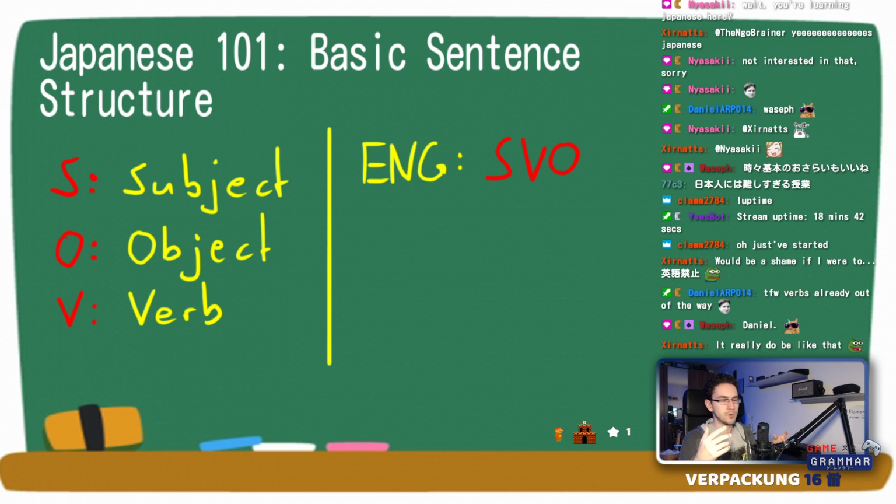So once you get into more complex sentences, of course, this simple description of just having a subject, a verb, and an object doesn't really hold up. It just becomes an oversimplification. But essentially, the core of every English sentence will revolve around this basic structure of subject, verb, object. Okay? Now, how does Japanese work?